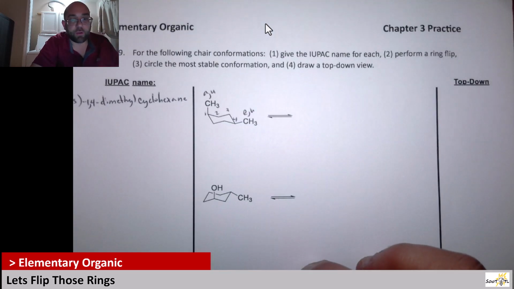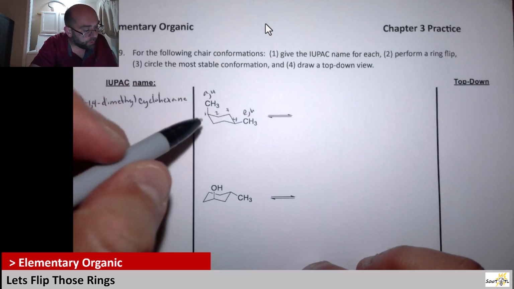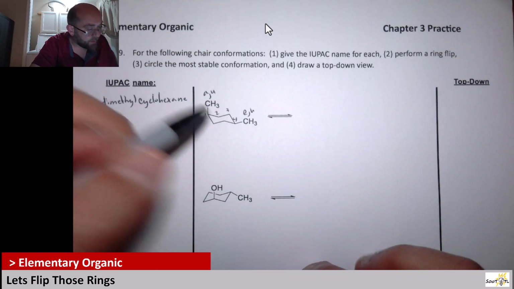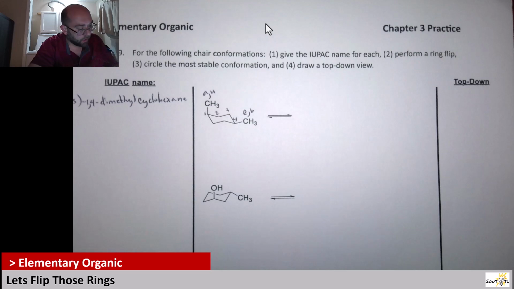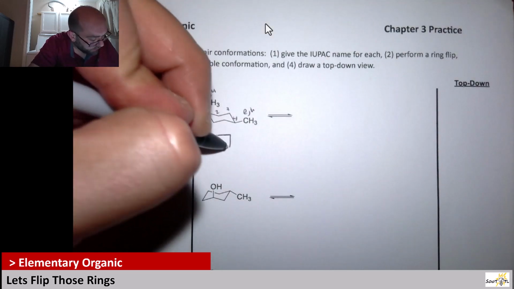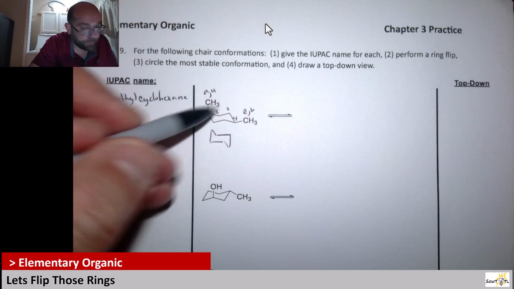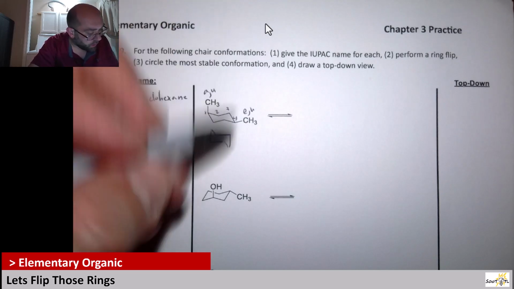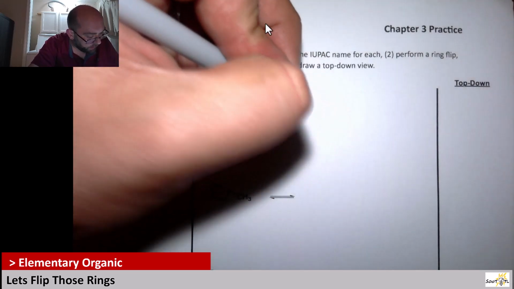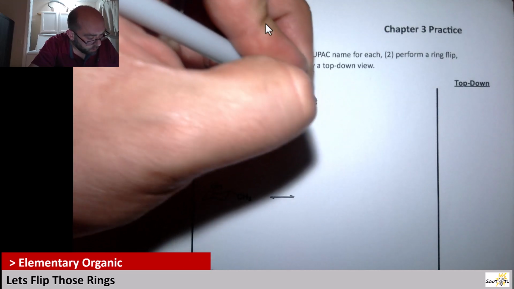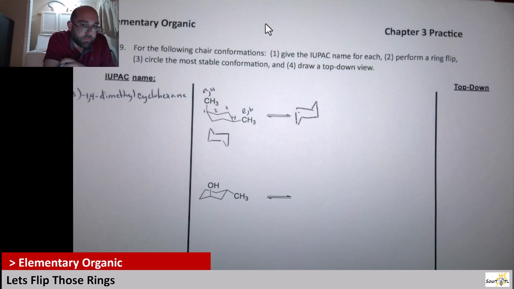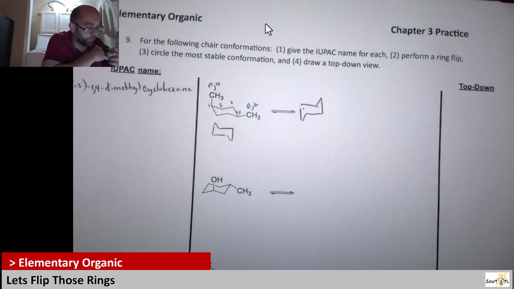Now, in performing the ring flip, what you do is you kind of draw the mirror image of this ring. So the chair here looks kind of like this. I can't draw it as pretty as this structure is. So the mirror image would look like, something like that. Okay, like this demented looking lightning bolt. All right, even though that's supposed to be a chair conformation.